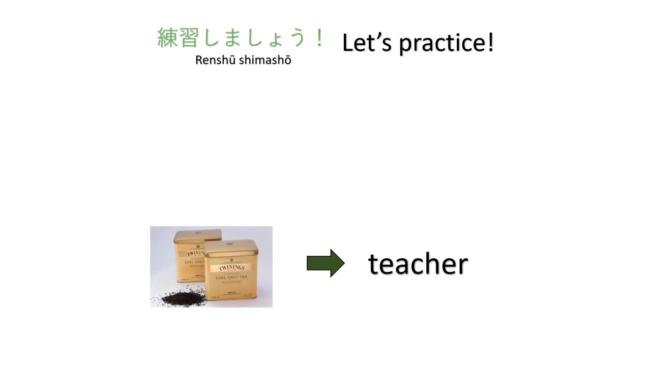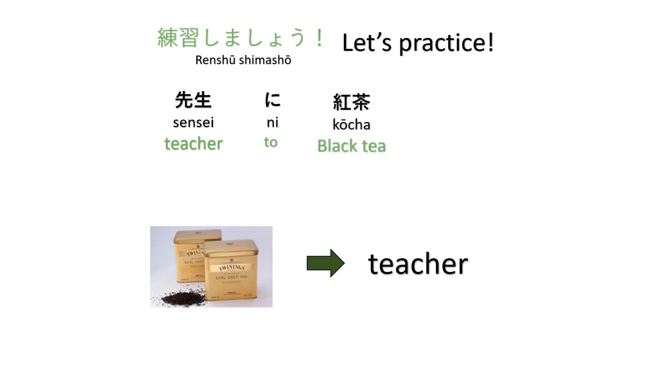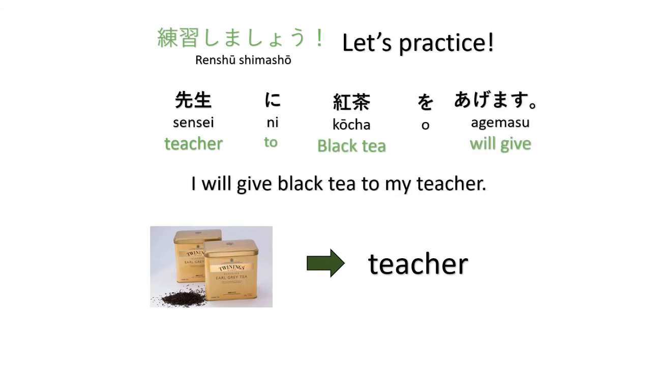And lastly, black tea to my teacher. So teacher is 先生. 先生に紅茶をあげます. I will give black tea to my teacher.